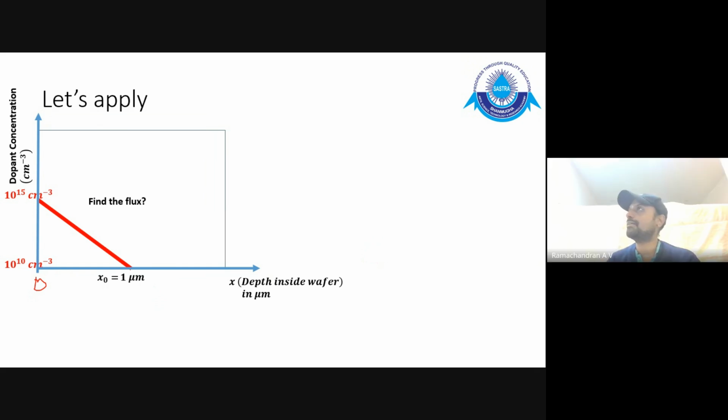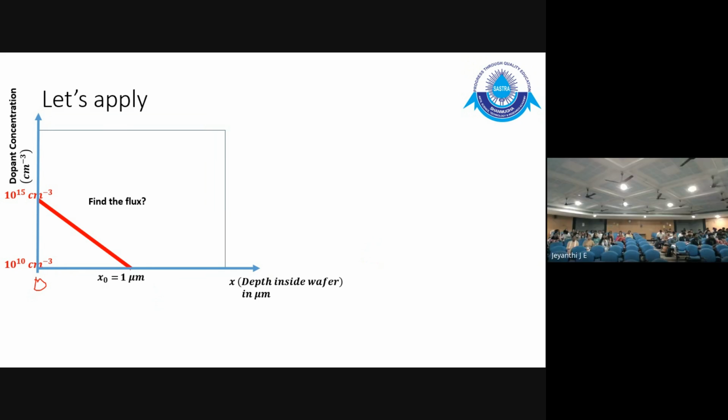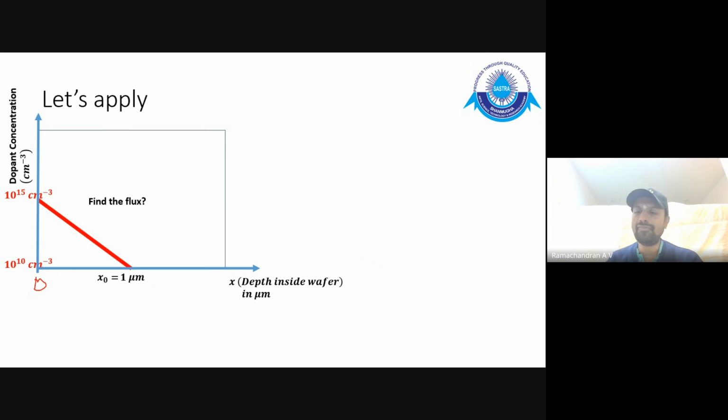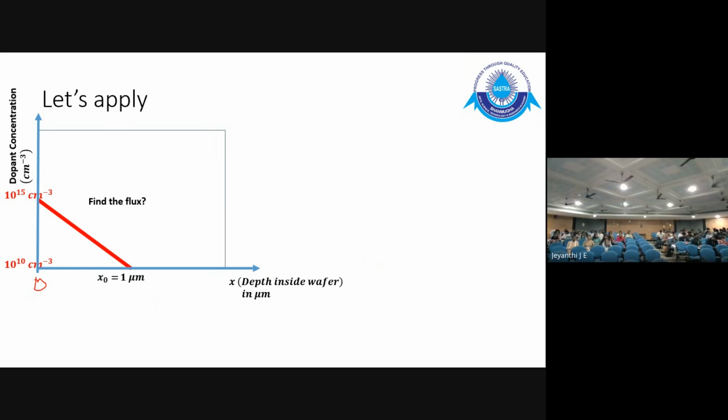Yeah, someone is saying. What is that? Diffusivity. We have to find the flux. What is the flux equation we have seen? F equals minus D dC by dx. We have C and x. You can find the slope. What is missing? Diffusivity is missing.